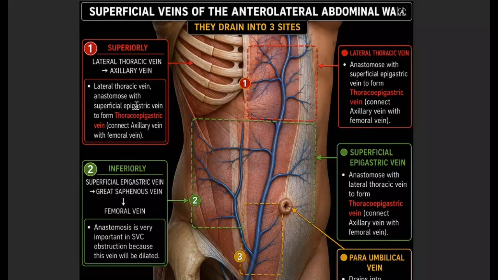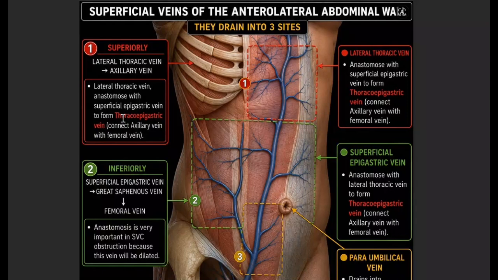So superiorly it is going to drain via the lateral thoracic vein, and inferiorly it is going to drain via the superficial epigastric vein. Now there is an important point, and that is about the anastomosis of the axillary vein with the femoral vein via the lateral thoracic vein and the superficial epigastric vein. So the lateral thoracic vein anastomoses with the superficial epigastric vein to form the thoracoepigastric vein.